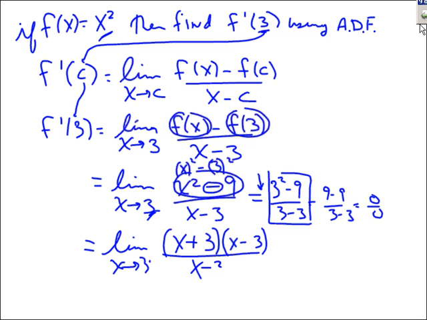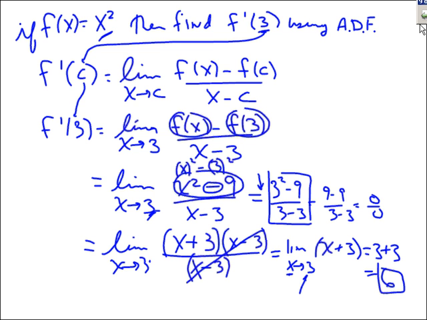Divide this by x minus 3. This is always 1. So then we have the limit as x goes to 3 of x plus 3. Replace x with 3. So we get 3 plus 3, or 6. That's using the alternate formula. That was an example of using the alternate formula.